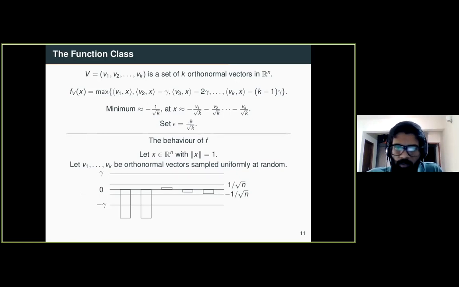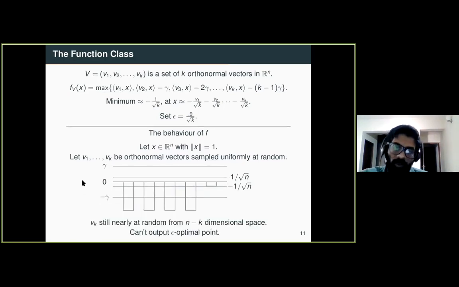And in our third query, we can set the values of v1 and v2 inner product x, and the other ones are still uniformly at random and so are very small. And so we can do this for k-1 queries. After k-1 queries, vk is still nearly at random. So if you're going to output your answer without making the kth query, vk inner product x is going to be really small, and our function is going to take a large value, and it's not going to be epsilon optimal. And this is the rough idea behind the lower bound.